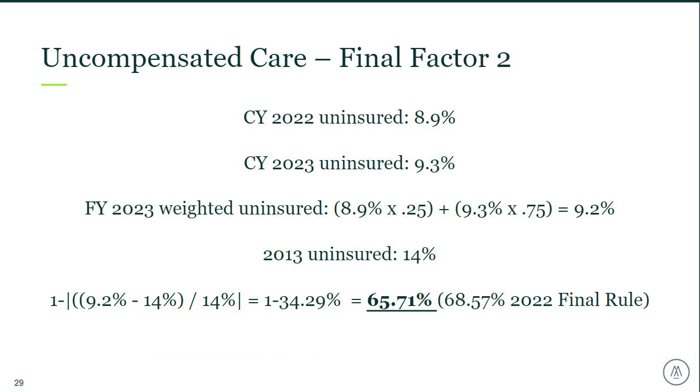And so if we go to factor 2, which is the factor calculating the change in the uninsured rate. For calendar years 2022 and 2023, the estimated uninsured rate is 8.9% and 9.3%. And then the calendar years are converted to the payment year using that weighted average. So ultimately it gets to 9.2%. After running it through the formula, factor 2 now equals 65.71 as compared to last year's final rule of 68.57. That's a huge drop, and it's what is primarily causing the smaller size pool this year.